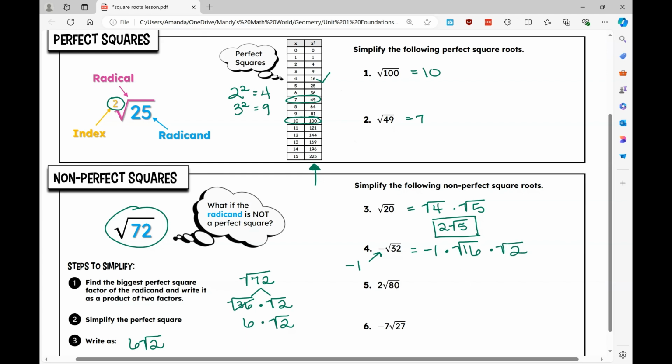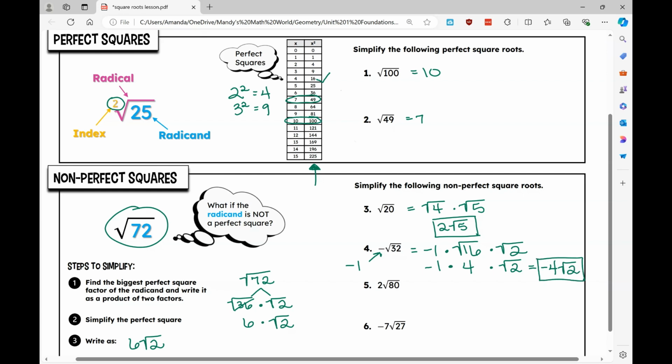What is the square root of 16? It's 4. So I'm going to rewrite it again as -1 times 4 times the square root of 2, which is what? -4 square roots of 2, or -4 root 2.